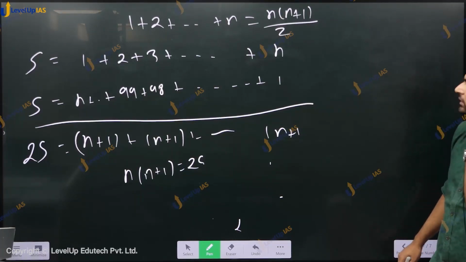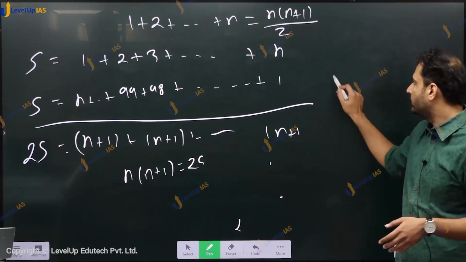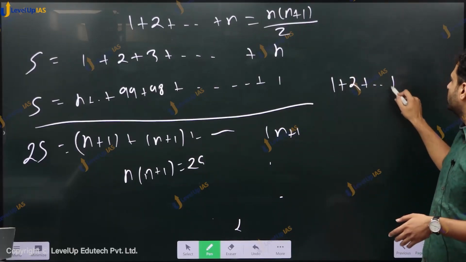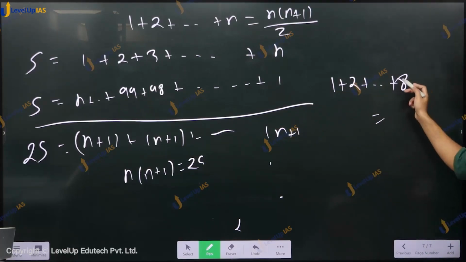This is just a side story. We use this very frequently to calculate sums. Whenever we have to calculate this type of sum, what will it be? N is 8 here, so 8 into 9 by 2.